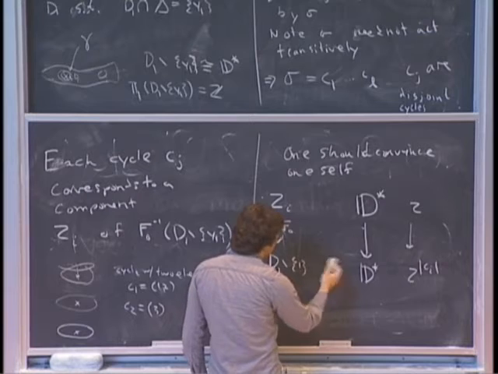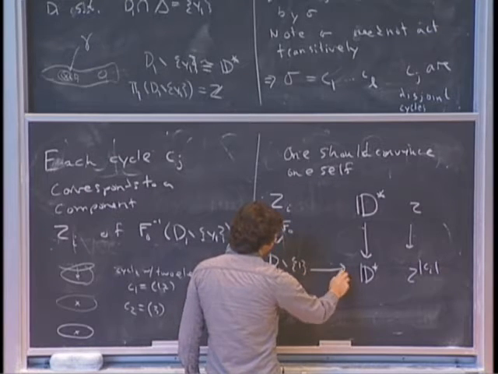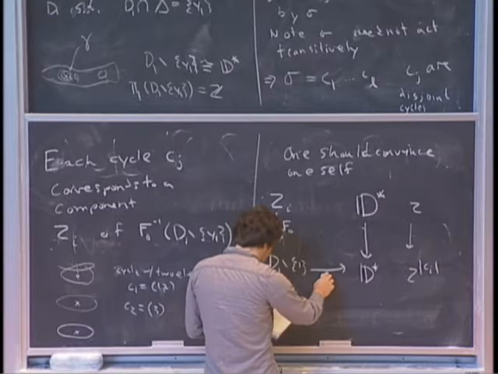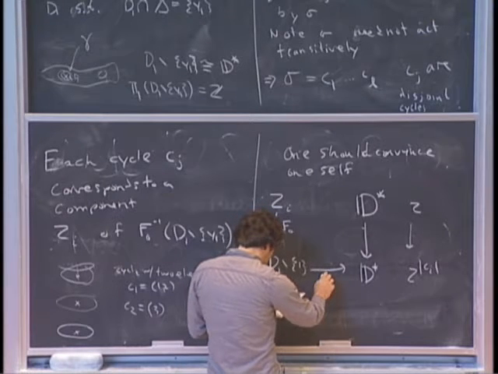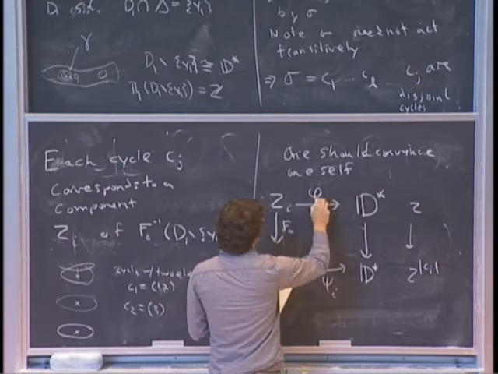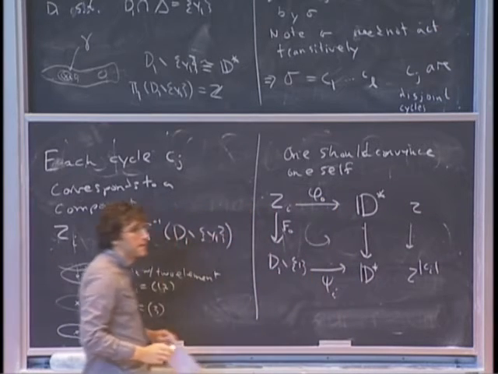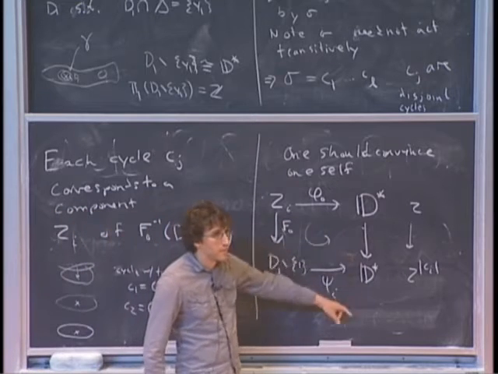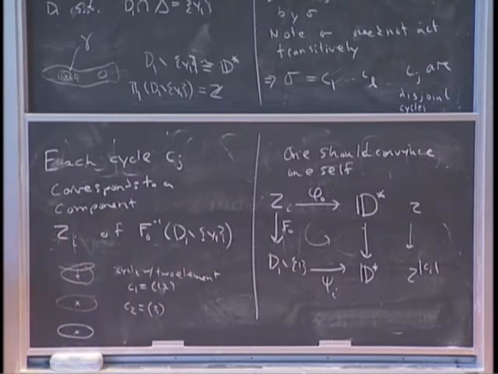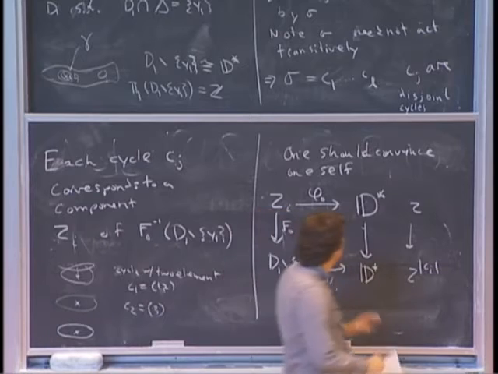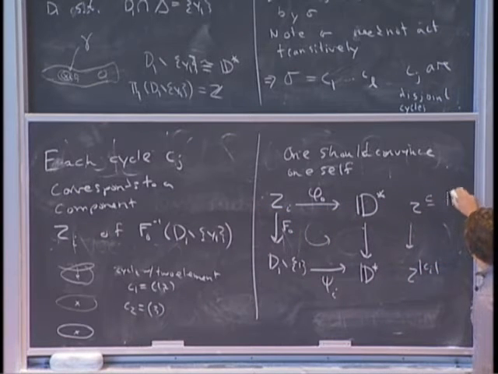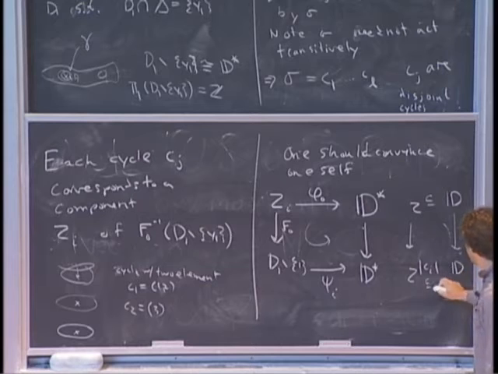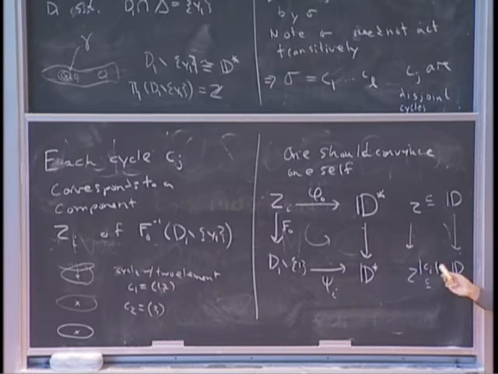So what one wants to say is that there's a chart here, which I called psi i, and a chart here, so that this whole thing commutes. In other words, as Riemann surfaces, the behavior of F0 is entirely determined by this map. Then the final thing is that we can extend this inside of the closed disk to the closed disk, and everything is well behaved, and we get exactly the kind of behavior we expect.